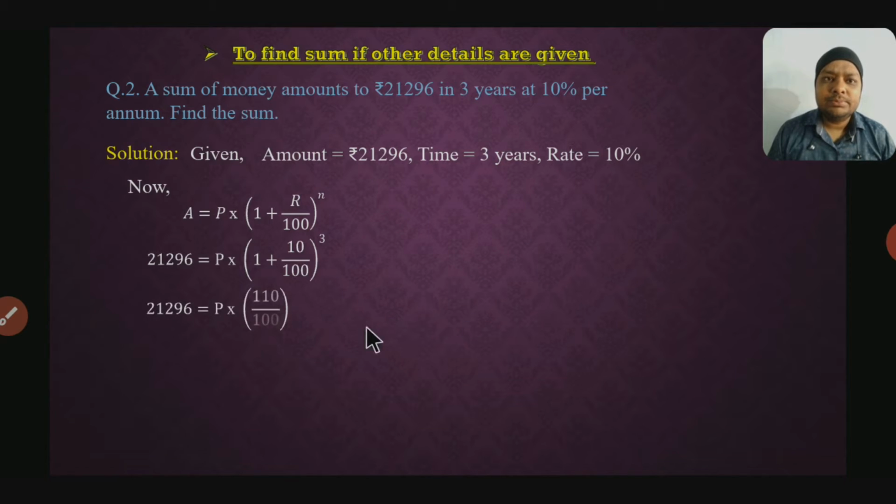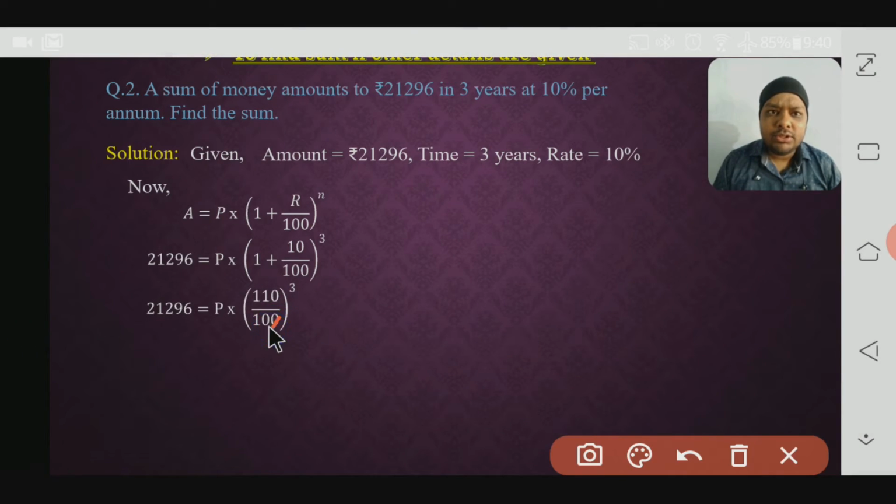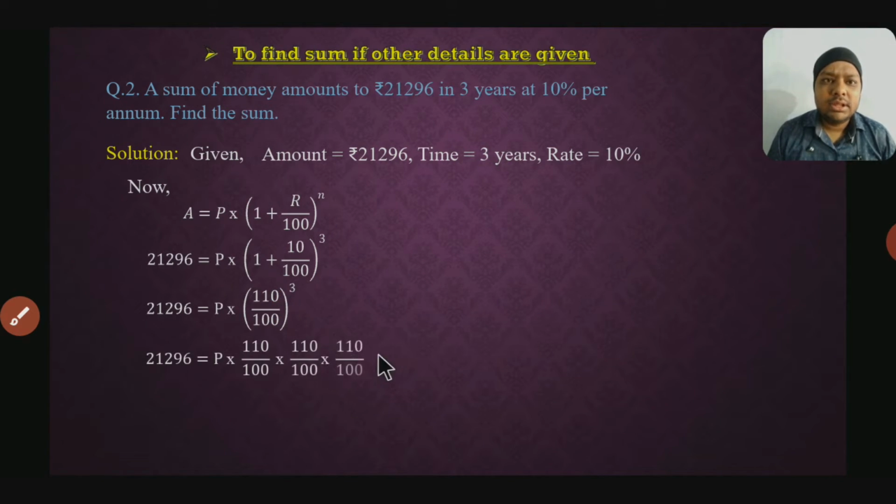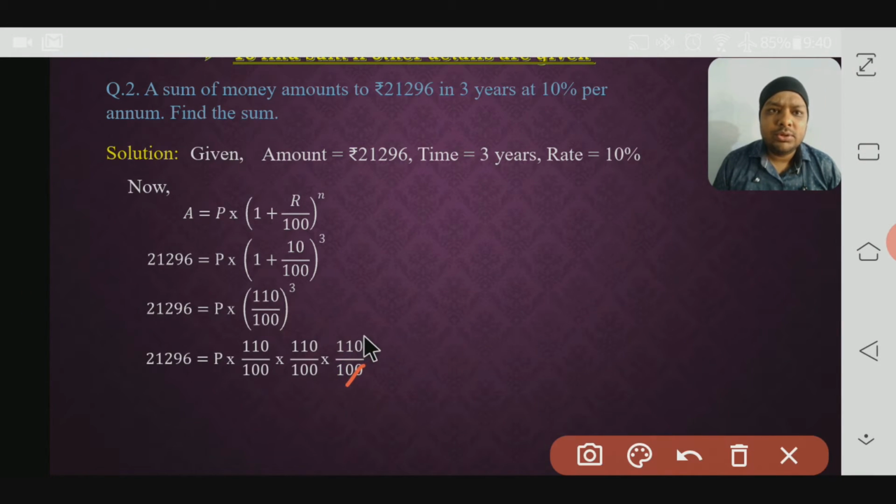So it will be what? 110 by 100. Here you can see the 10s we can cancel. So now it is 11 by 10 to the power cube. Now we can write 11 three times and 10 three times, like this. Or directly here we can cut the 10s. Same answer. Now 11 by 10, 11 by 10, 11 by 10.